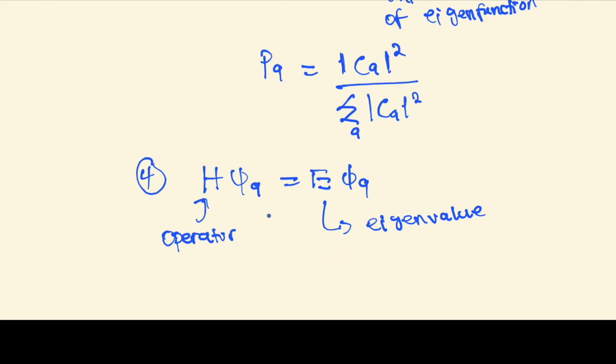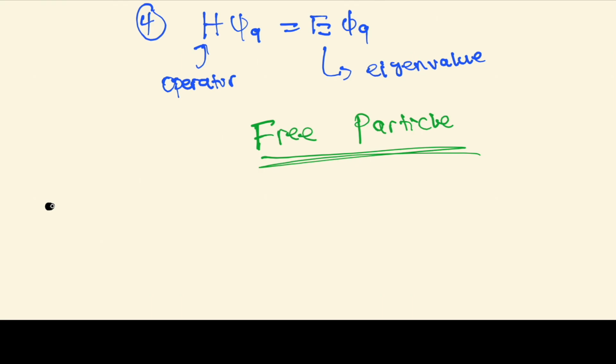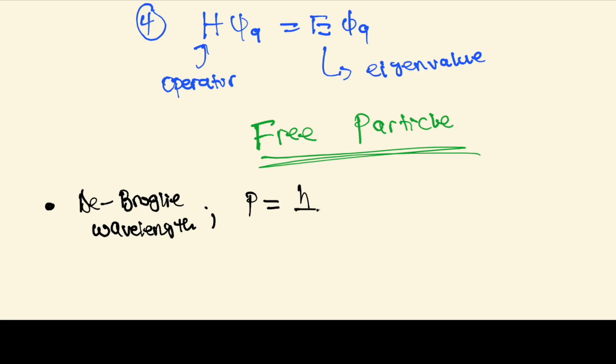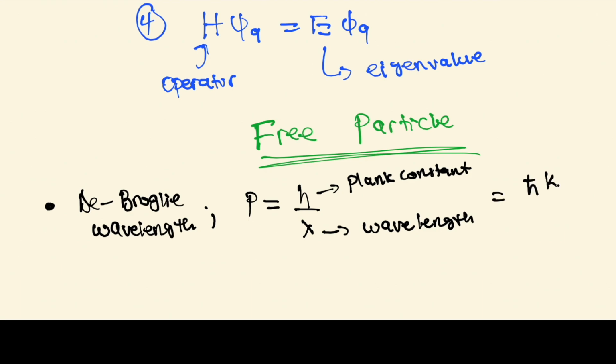Next, let's consider a free particle traveling through space with no potential energy associated with it, and we want to measure the energy of this free particle. The first equation I'd like to write down is related to the de Broglie wavelength. This equation relates the momentum to the wavelength of our particle. We can write the momentum as p equals h over lambda, where h is Planck's constant and lambda is the wavelength of our particle. This can also be written as h bar multiplied by k, where h bar is h over 2 pi and k is 2 pi over lambda.